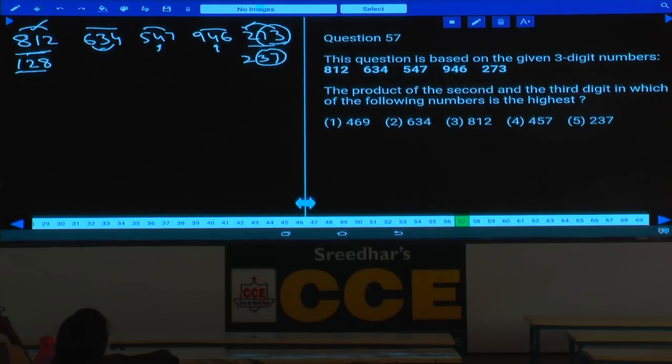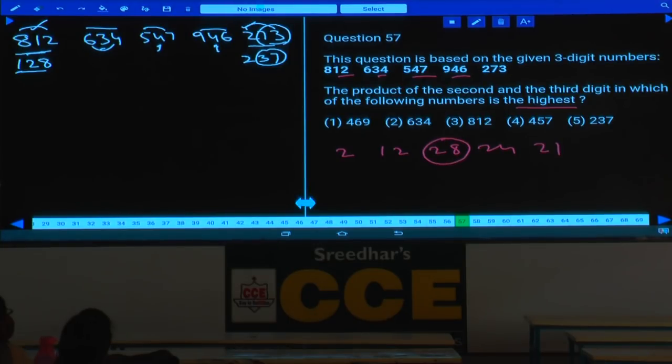Then question number 57. The product of the second and the third digit in which of the following numbers is the highest? In this one, 8, 1, 2, the product is 2. And here the product is 12. And in the next one, 4 and 7, it is 28. And 4 and 6, it is 24. And 7 and 3, it is 21. Yes, among these 5 numbers, which number is the highest here?